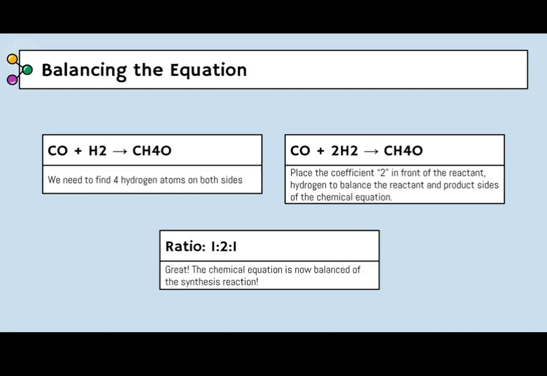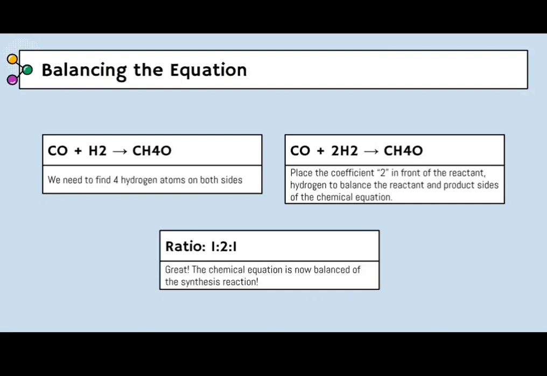So by placing a coefficient of 2 in front of the reactant hydrogen, we balance the reactant and product sides of this chemical equation. In this synthesis reaction, the ratio is 1 to 1, and we have balanced this synthesis reaction of carbon monoxide reacting with hydrogen gas to produce methanol.